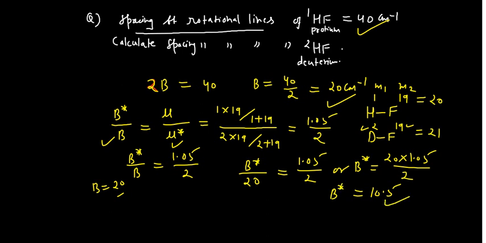But if you see, guys, you can remember one thing: if instead of 1.05, you take this value as 1, then this B star would be 10. So you can calculate this rotational constant. And this is something very, very important.